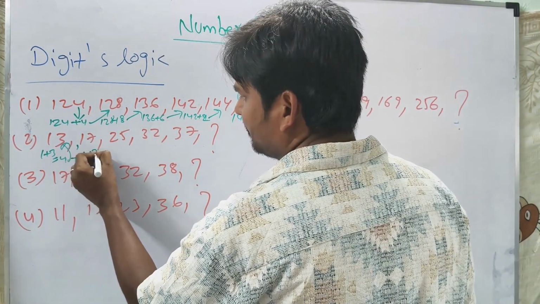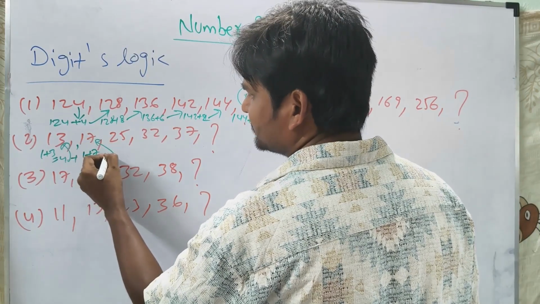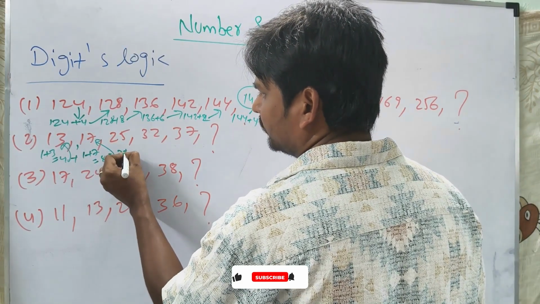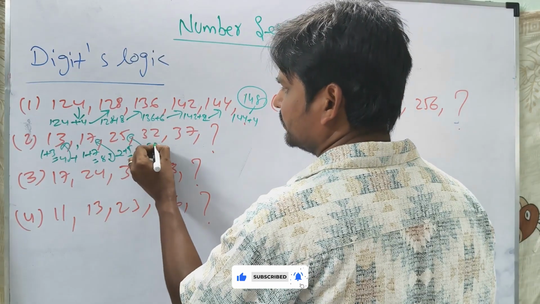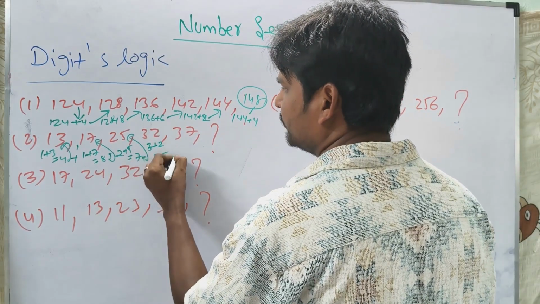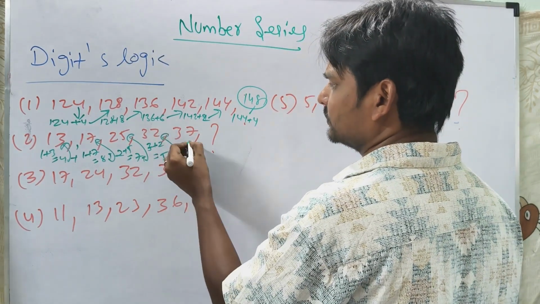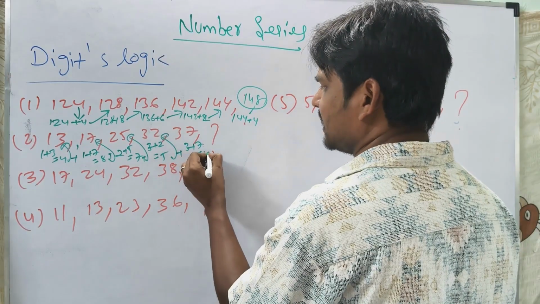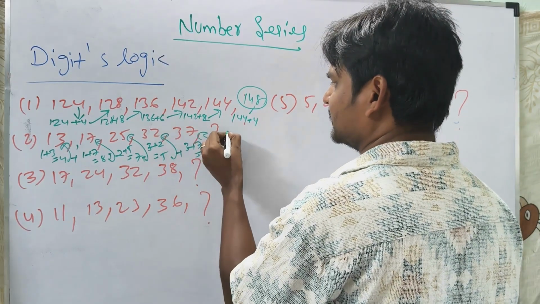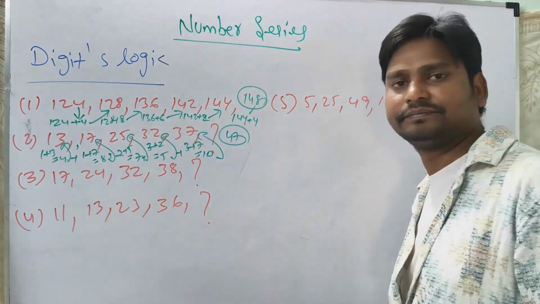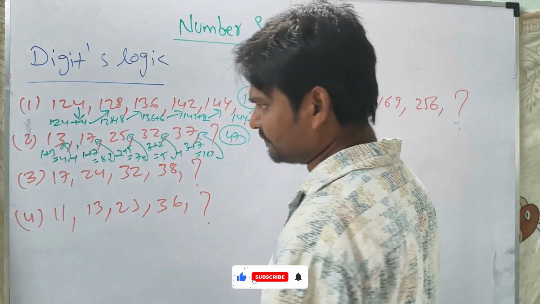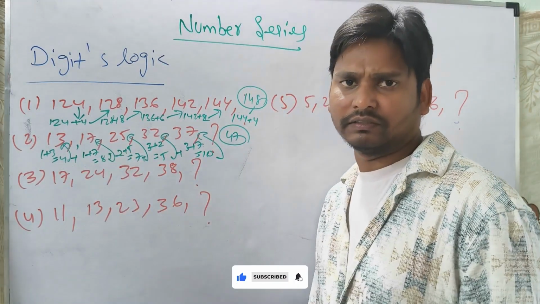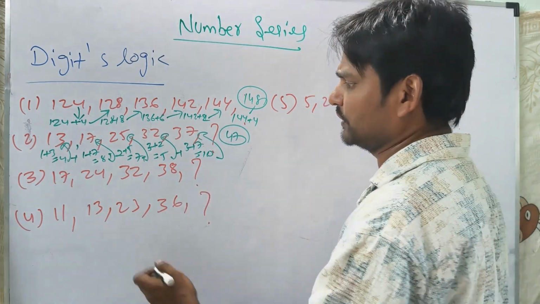Now here 1 plus 7 is equal to 8, 8 plus 17 gives 25. Now 2 plus 5 is 7, 7 plus 25 gives 32. Now 3 plus 2 gives 5, 5 plus 32 gives 37. Now 3 plus 7 gives 10, 10 plus 37 is 47. Clear? Next see, here instead of addition of the digits, the product of the digits.